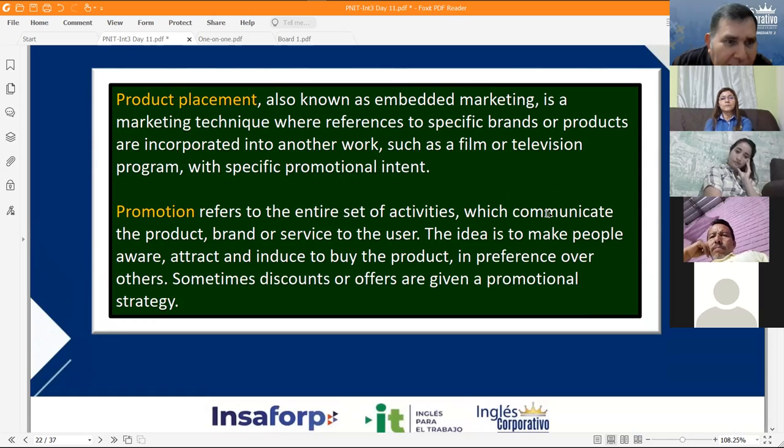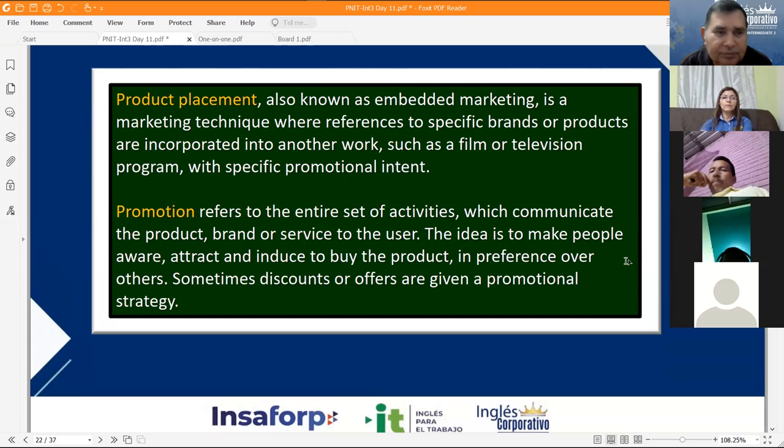Who would like to read promotion? Promotion refers to the set of activities which communicate the product, brand, or service to the user. The idea is to make people more attracted and induced to buy the product. Exactly. Thank you. Over here, the idea is to make people conscious. Aware means conscious, to attract the people into buying the product.